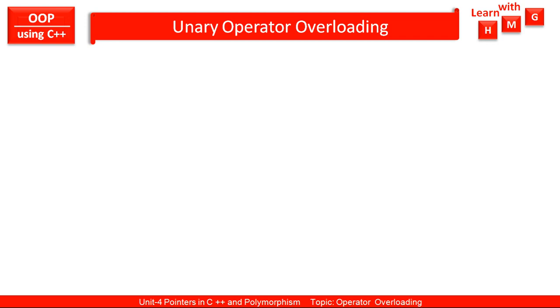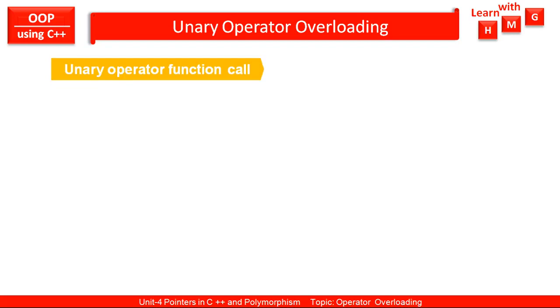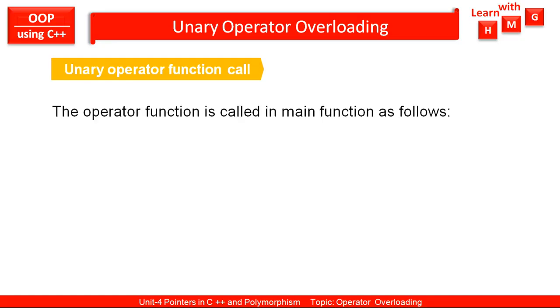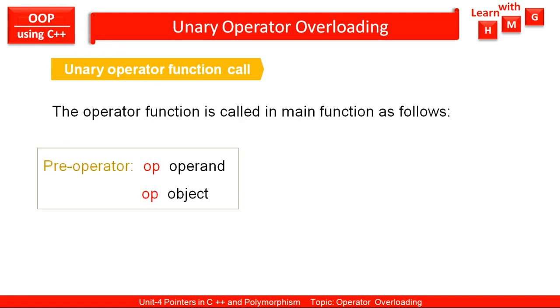Now let us understand how to call such type of operator function. In the main function we will call this operator function as follows. The unary operators, that is, increment and decrement, are used in two ways, that is, pre and post. So first of all let us understand the pre operator function, that is, how to call the pre mode function call. First of all you have to write the op, that is, the operator symbol, and then the operand. Now in this case, our operand is nothing but the object.